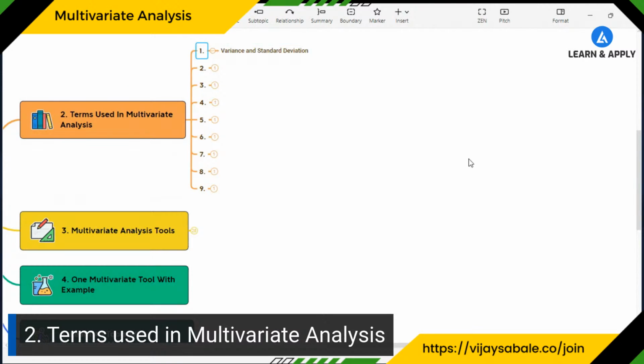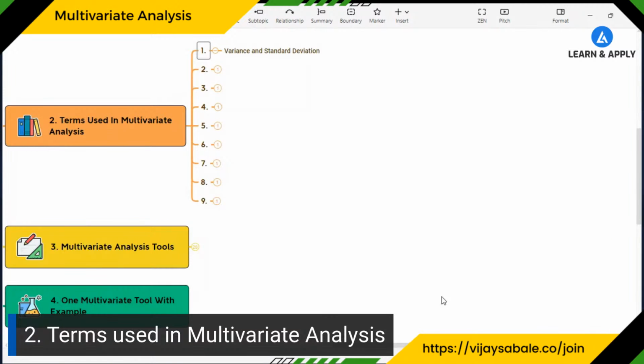The first concept is we must know what the variance and standard deviation are. These are the statistics which indicate the variation in your data points. The second one is we must know what the covariance, eigenvalues and eigenvectors are. These are again important concepts because your interpretation of the results in multivariate analysis depends on these eigenvectors and eigenvalues. Then there are principal components and factors.